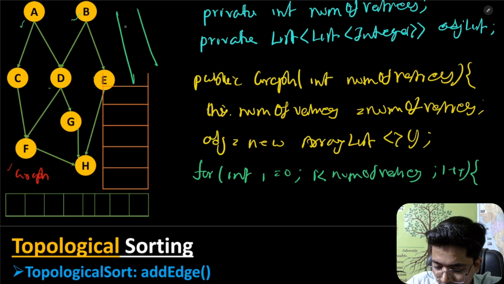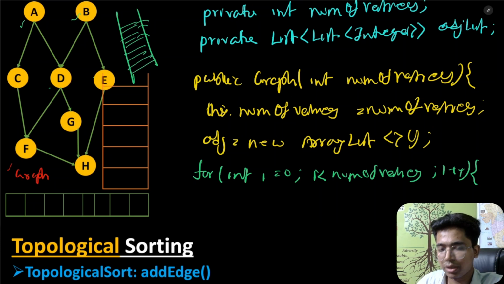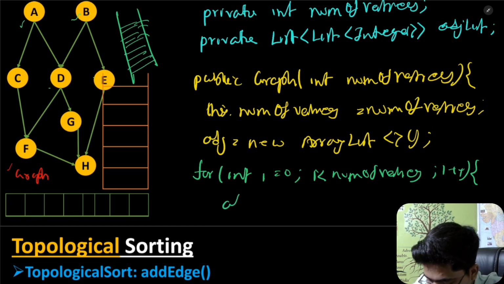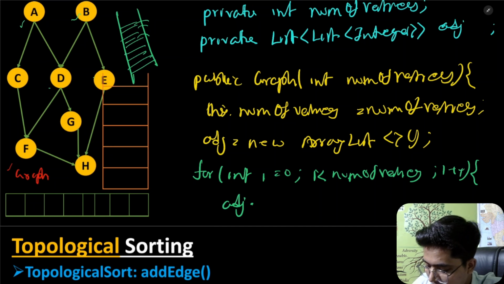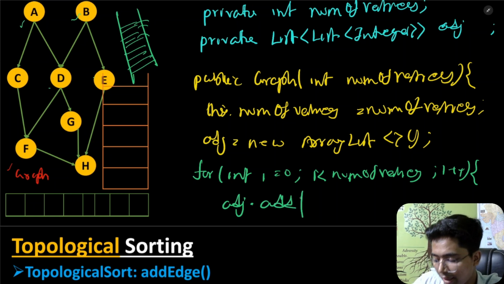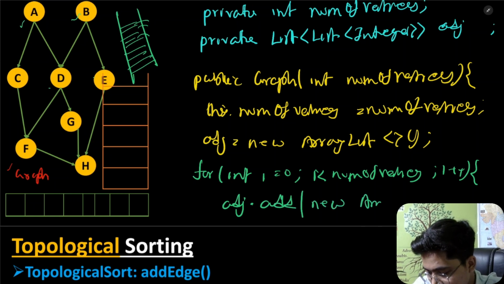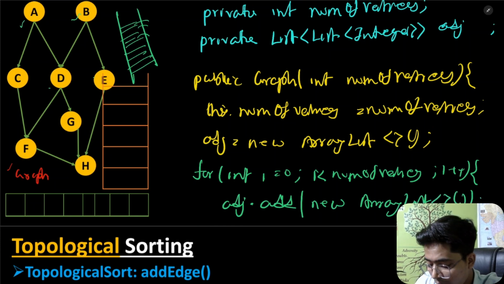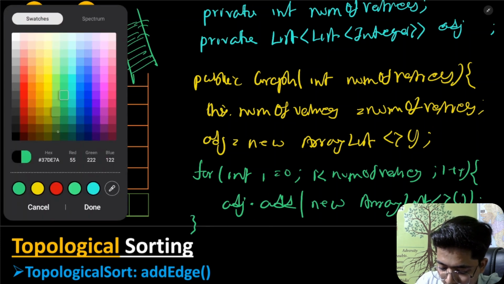Now this loop will be running, and we'll be simply adding one by one. Our list will be like this, and everything will be an ArrayList. So for that we'll be adding all the array lists. So adjacencyList.add, and now we are adding a new ArrayList. By now we have added the new ArrayList, so we'll be closing this.